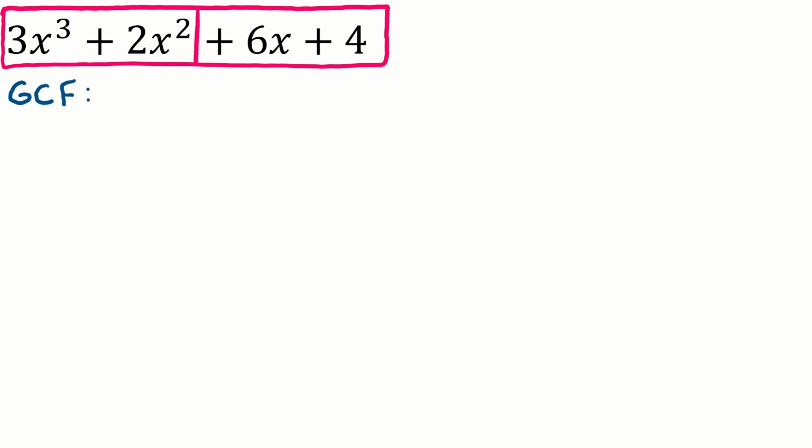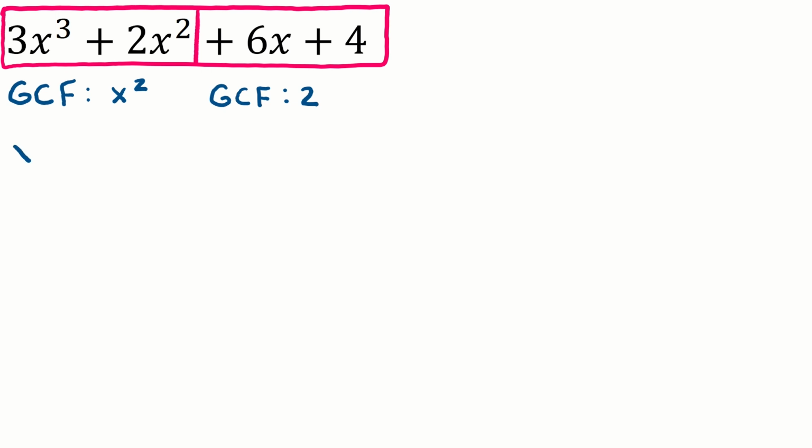3 and 2 are not divisible by anything other than 1. X cubed and x squared, we can take out an x squared. If we look at our second two terms, the 6 and the 4 are both divisible by 2. So our greatest common factor between those two is a 2. What we're going to do now is factor out the greatest common factor, x squared, from our first two terms, and factor out the greatest common factor 2 from our second two terms.